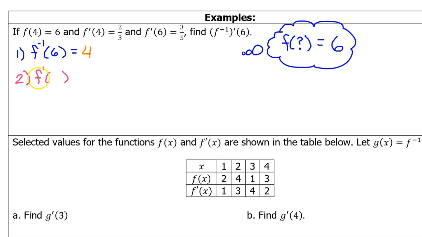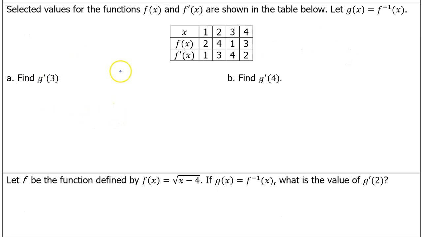Step 2 is to find f prime at your answer to step 1, so f prime at 4. f prime at 4 is 2/3. Step 3 is to write the final answer. f inverse prime at 6 is the reciprocal of step 2. So 3/2. And that's it.